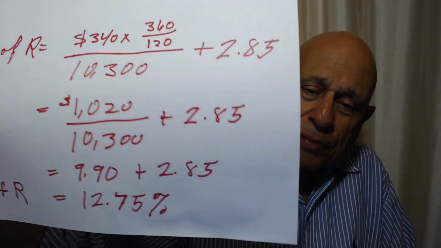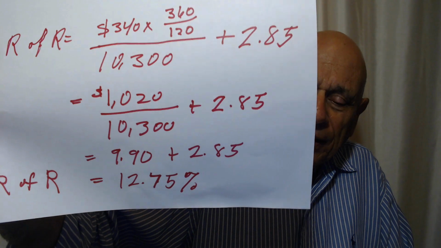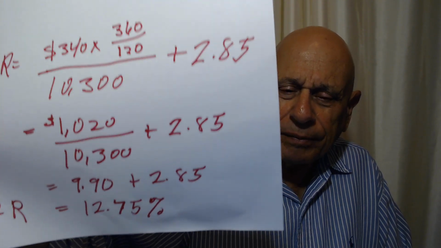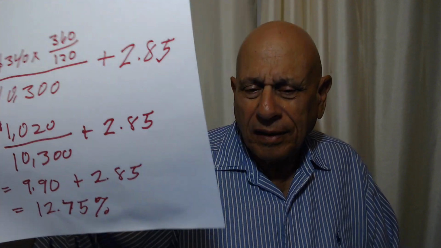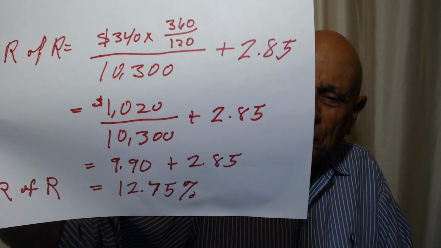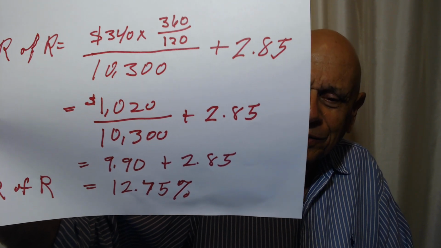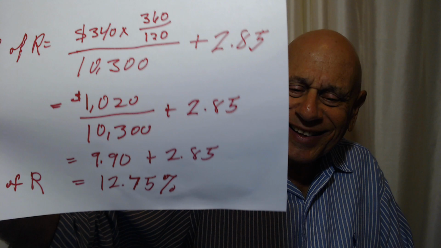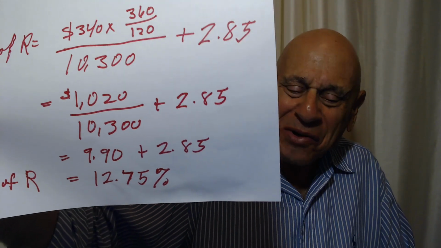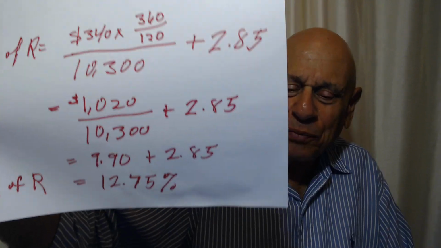Based on these numbers, this is a static calculation, 12.75%. I'll leave it up. Do you understand what I'm saying here with these numbers? It's simple math. It's just division and addition. Elementary school math, if you can remember it. Okay? 12.75%. Nothing stays the same.